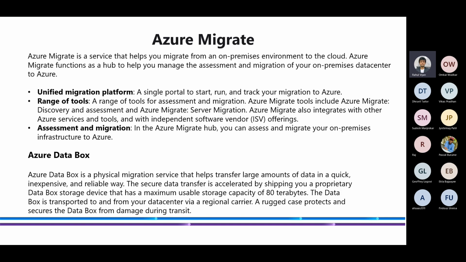So the main thing about it, I think, is that it has a storage capacity of about 80 terabytes that you can use to transport at one time. It is a rugged case. So basically, it's also about the external security. There is a hard case that protects the Data Box from damage during transit, whenever it is transporting from your private data center to Azure and from Azure to your private data center.